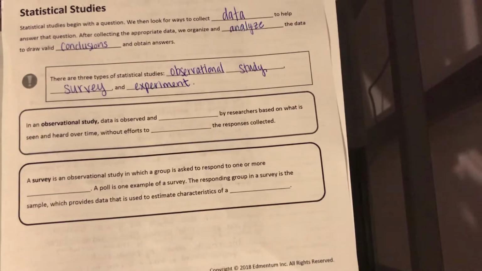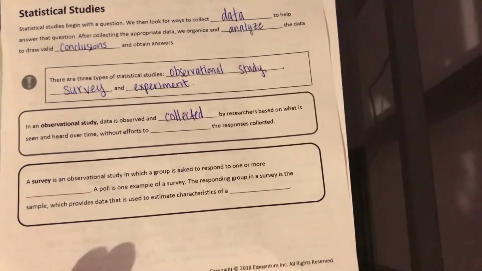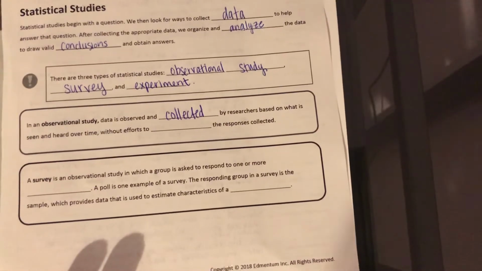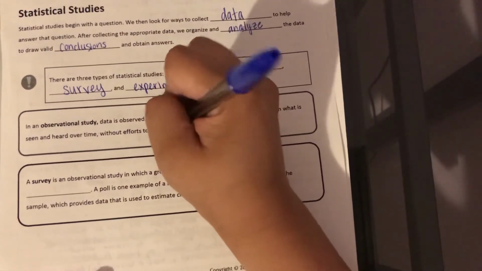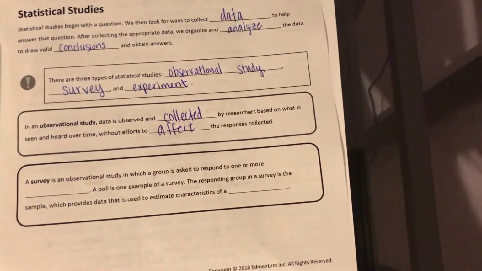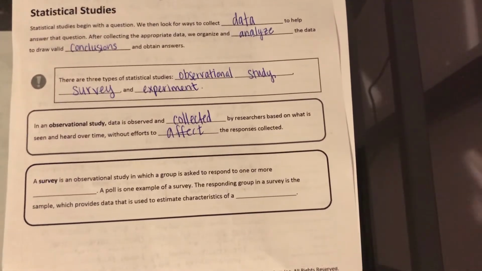And then finally, observational study, I already mentioned, was something where you observe what's going on and not necessarily impose a change on them. Okay, so in an observational study, data is observed and collected by researchers based on what is seen and heard over time, without efforts to affect the responses collected. So you in no way are trying to manipulate any of the responses. You really shouldn't ever, but in this case, you didn't do anything at all to bring any change. You're just observing and collecting data.